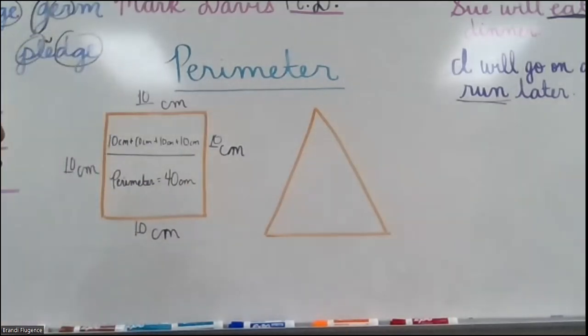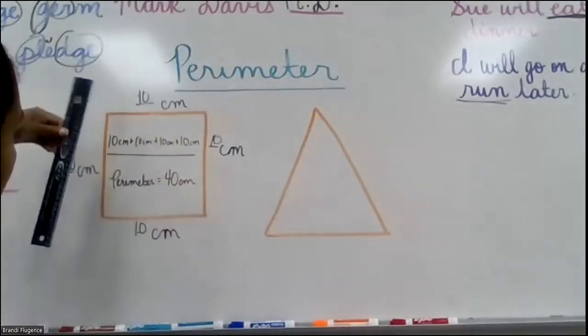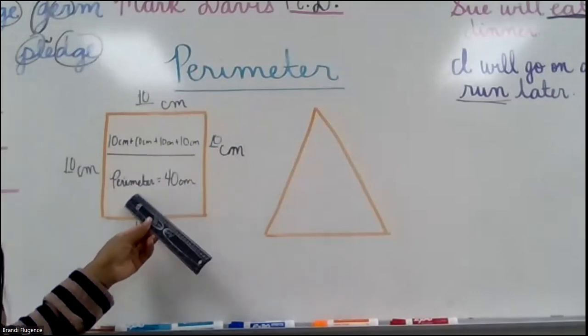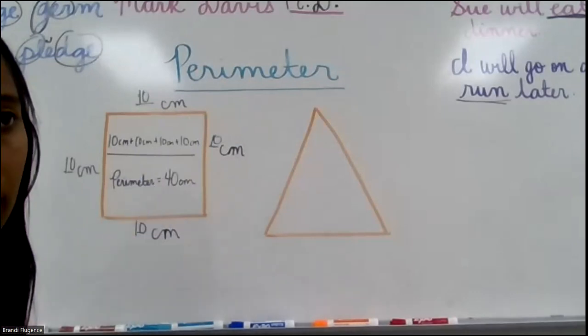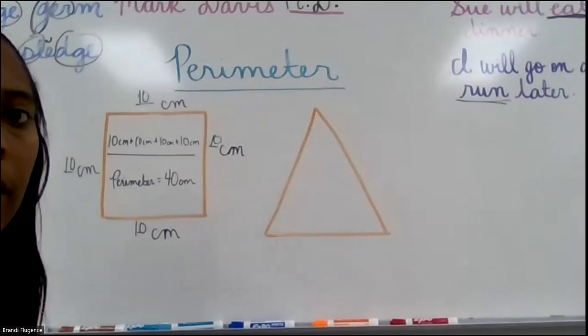That's how we find the perimeter. You measure using centimeters. You measure each side of the shape, add them up, and whatever your answer is, that's what you call your perimeter. See that? Do you understand?